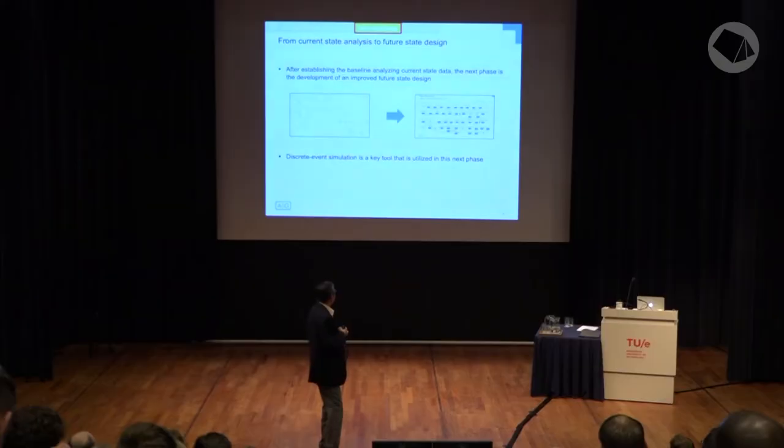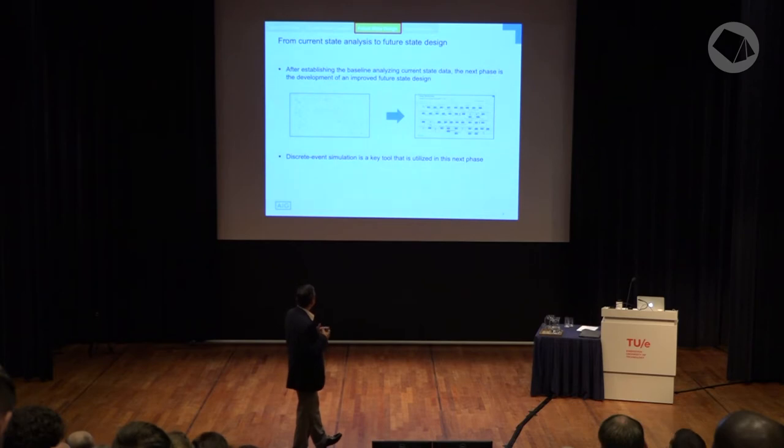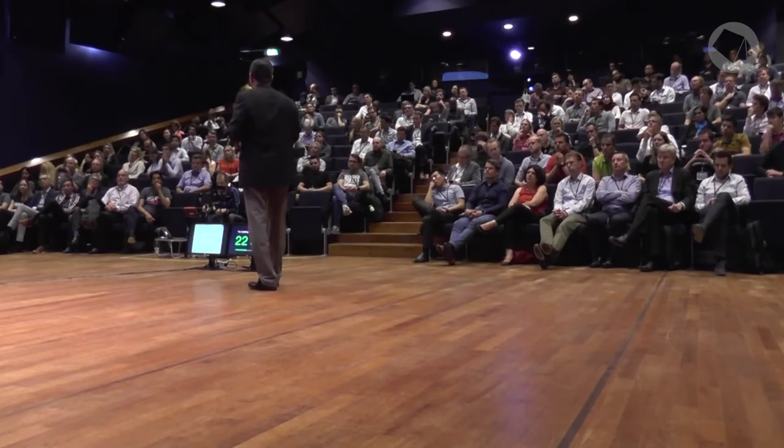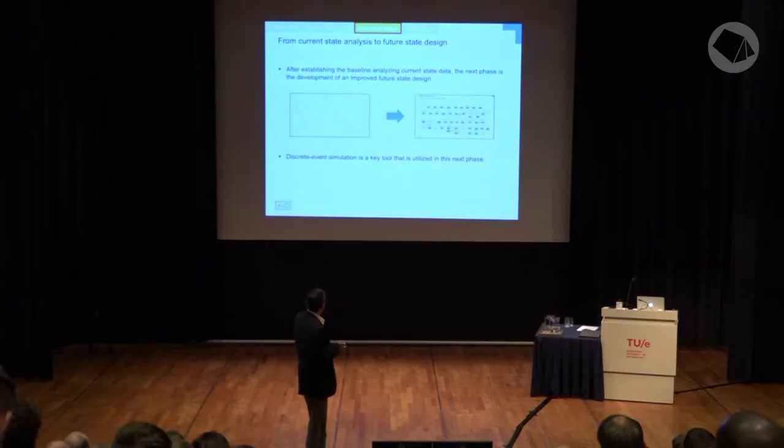So what we do is we now move to the third phase, which is how do we design the future state? And the primary tool that we will be using here is discrete event simulation. So it's really a modeling technique for these processes. But those models will be very informed by the analysis that we did, the process mining work that we did in this phase. So now we are shifting gears. We are now moving from collecting data and analyzing data to building the simulation models.